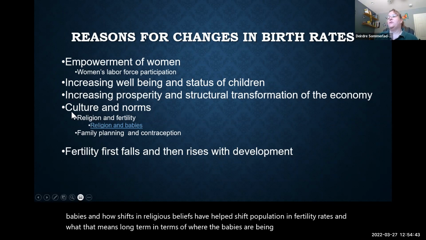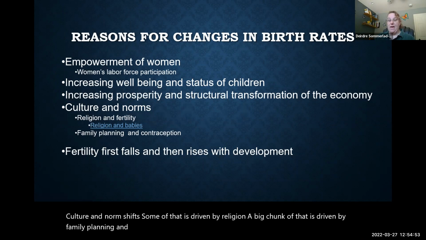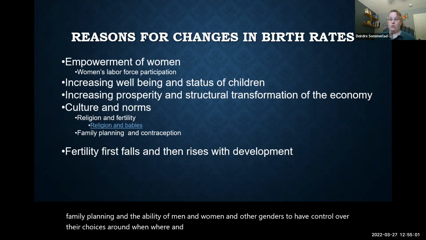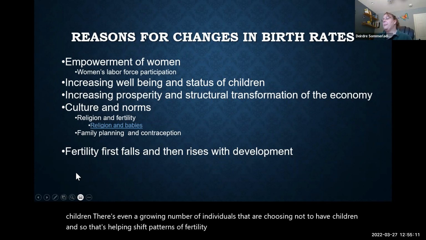We also see a lot of culture and norm shifts. Some of that is driven by religion. A big chunk of that is driven by family planning and the ability of men and women and other genders to have control over their choices around when, where, and how they want to have children, or if they want to have children. There's even a growing number of individuals that are choosing not to have children. And so that's helping shift patterns of fertility as well.